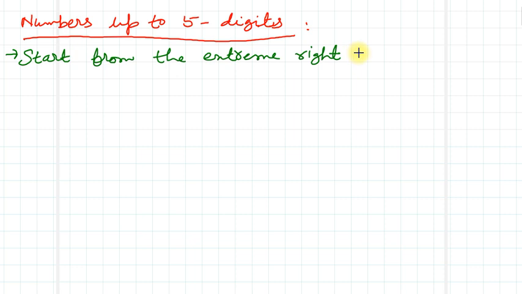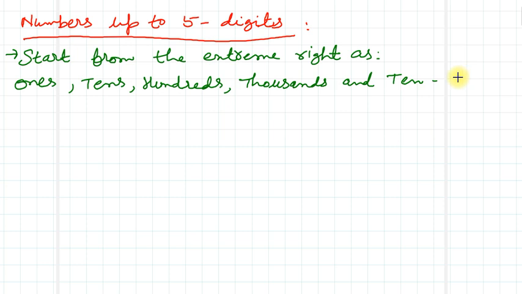First of all we will write ones, then tens, then hundreds, then thousands, and in the end 10,000s, and so on, etc. Okay, so we will take an example, for example.